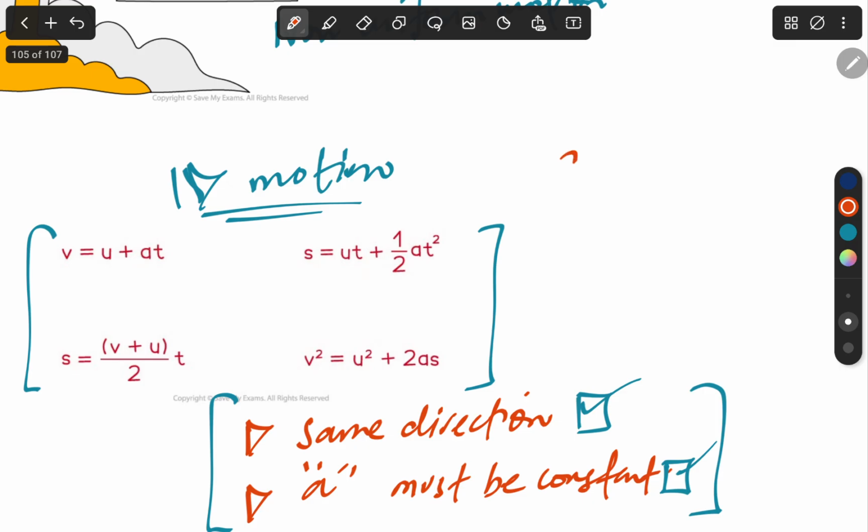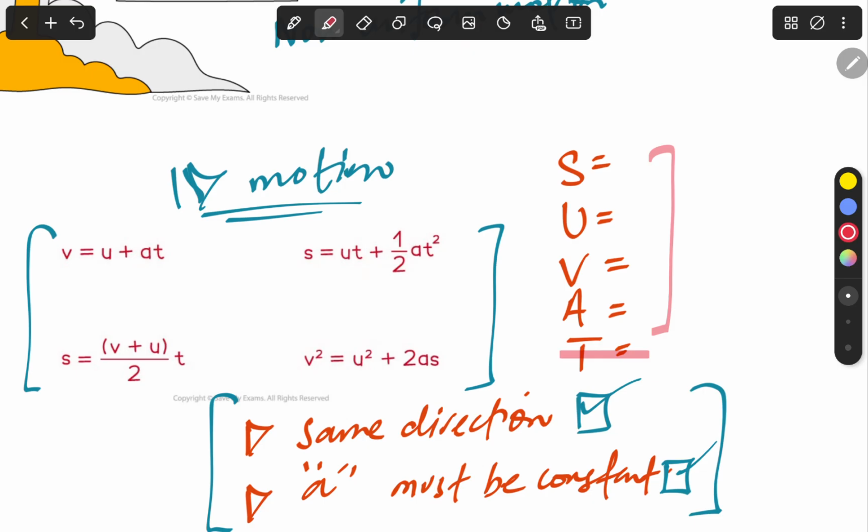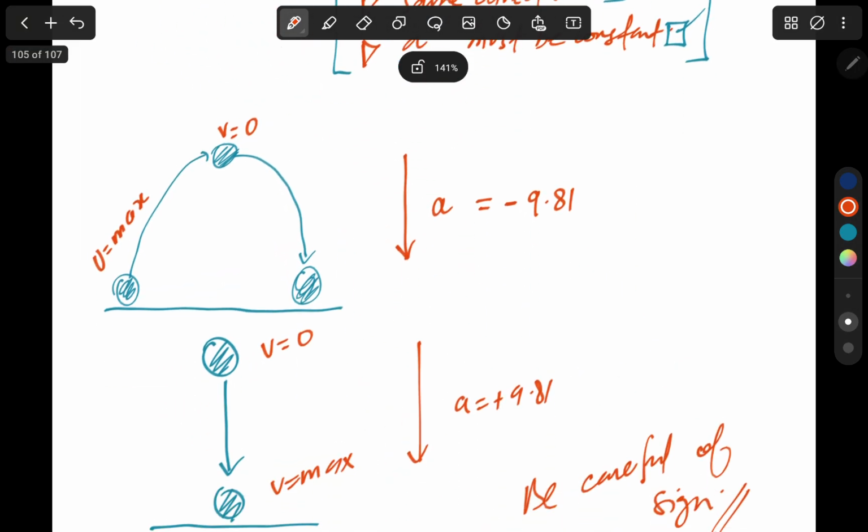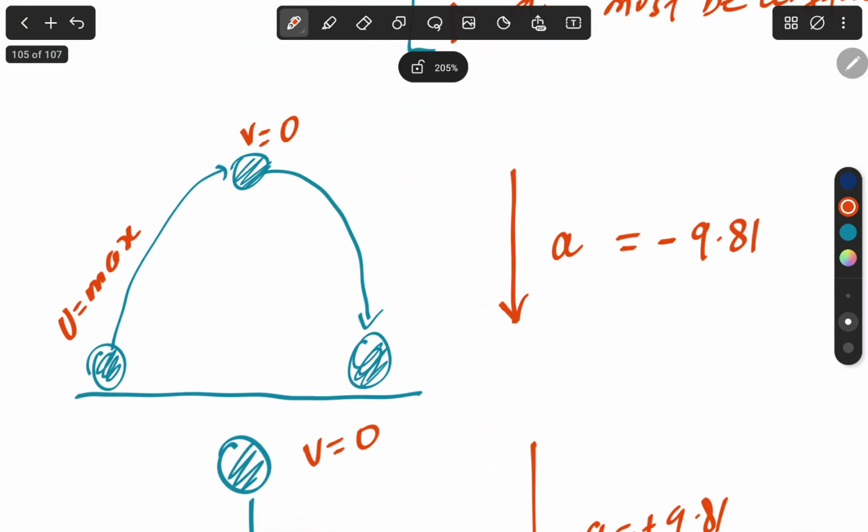And remember the SUVAT method. You fill in whatever you have, and there's always going to be one useless one, so you take that out and you will have the variables that you need, and you select an equation. Then the other thing we saw is if a ball is thrown upwards, its velocity will decrease to 0 and its u will be maximum.